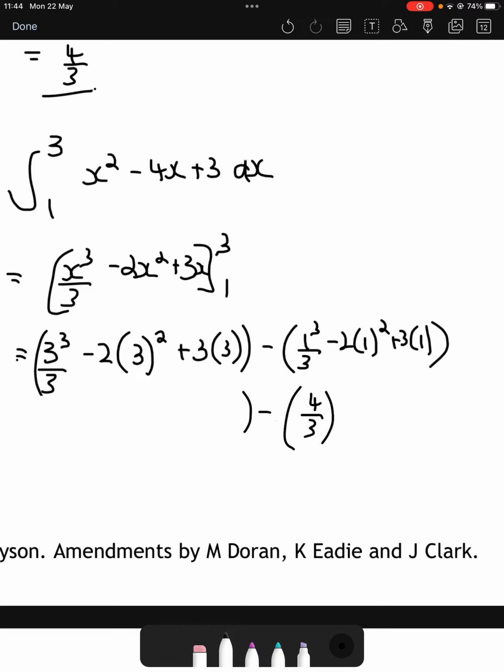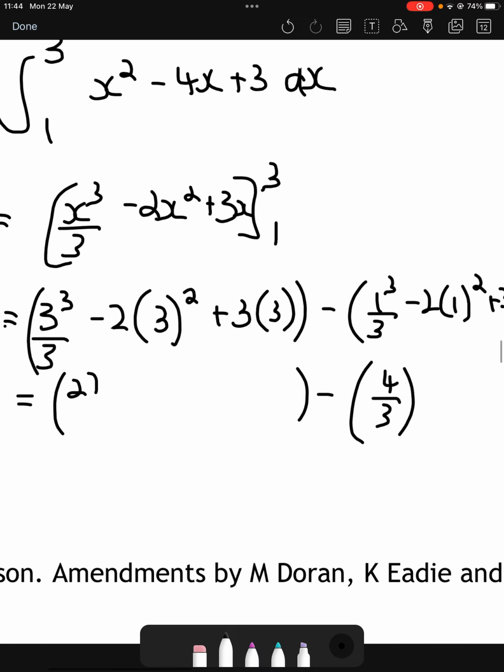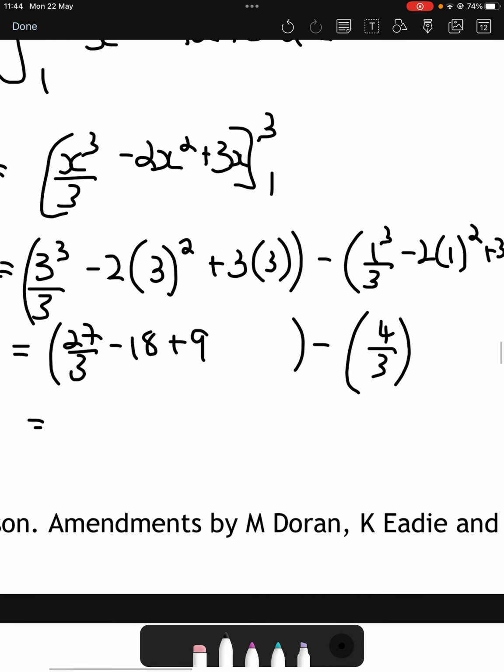So let's just figure this bit out. So we're going to have 27 over 3 minus 18 plus 9. And that actually is going to give us 0, okay, because that's 9. 9 minus 18 plus 9 is going to be 0 minus 4 over 3, which is negative 4 over 3. Now remember, that is the value, so the area is 4 over 3.